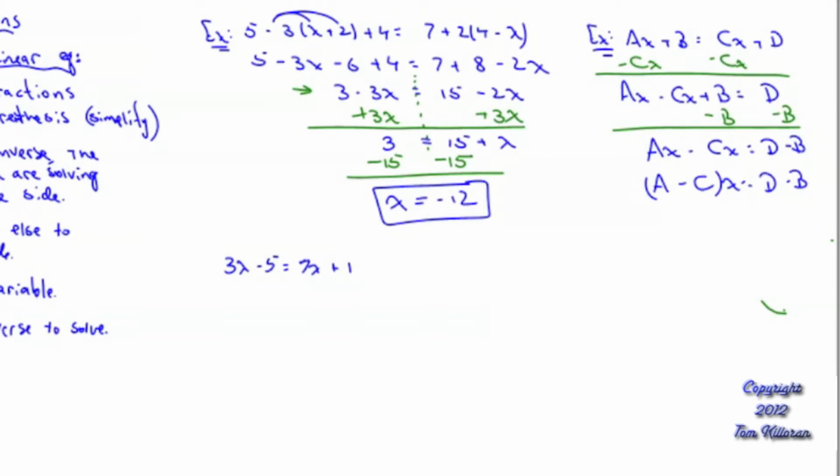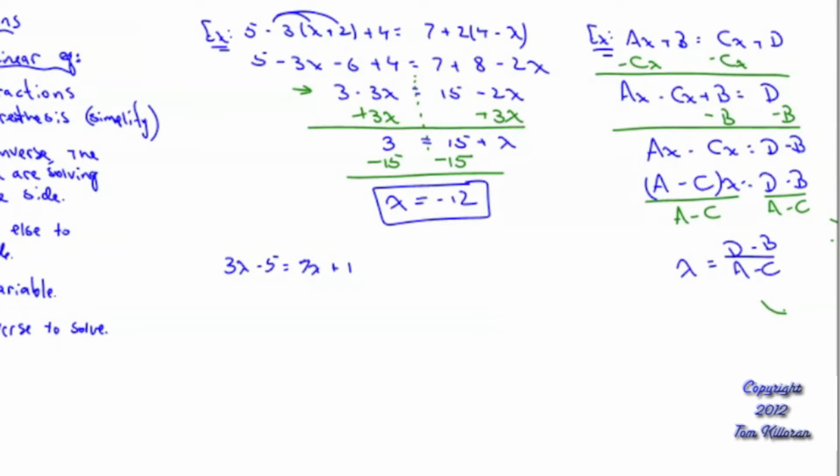And then finally, how do I solve for x? Well, I use the multiplicative inverse of a minus c. Divide both sides by a minus c. And I finally got my x by itself. So I came up with this neat little thing, d minus b over a minus c.